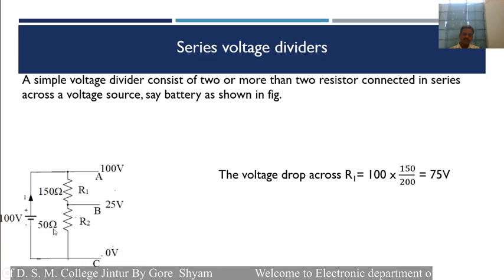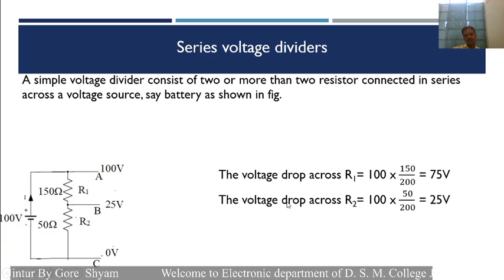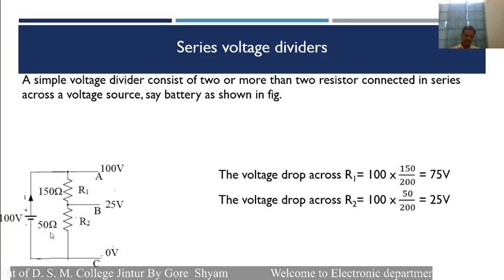Let us find out the voltage drop across the other resistance, R2. R2 is equal to 100 into 50 divided by 200, which is equal to 25 volt. Out of 100 volt, 75 volt drops across this resistance and 25 volt drops across this resistance. In this way, this is the series voltage divider, and when such resistances are connected in series, they can divide the voltage, and such a circuit is known as a voltage divider circuit.